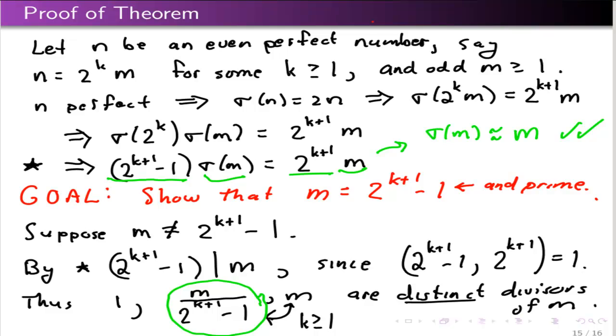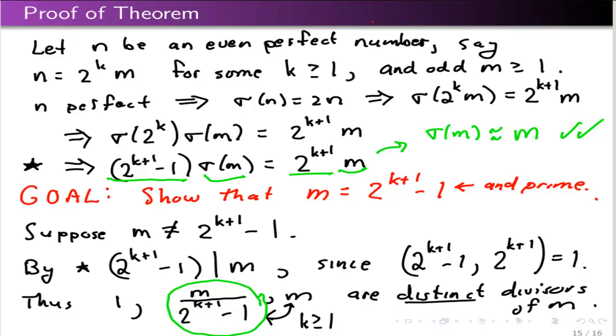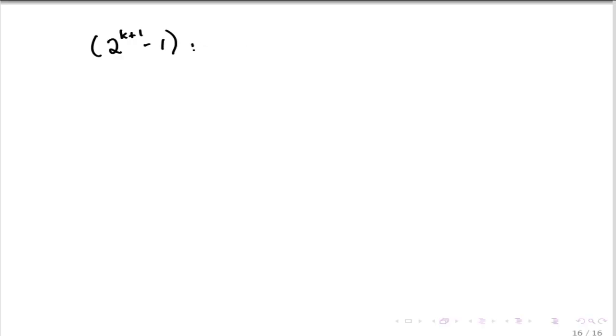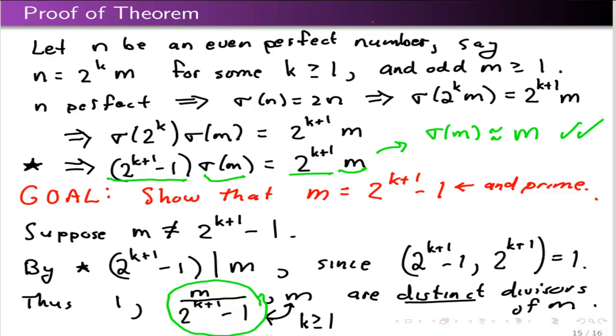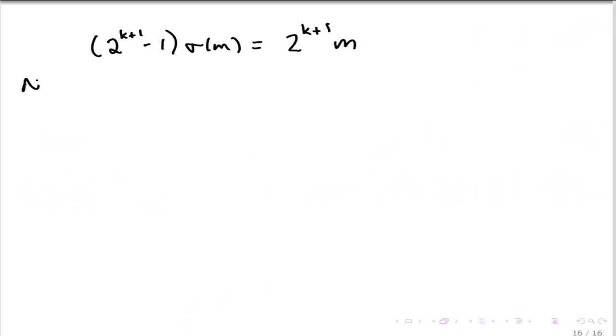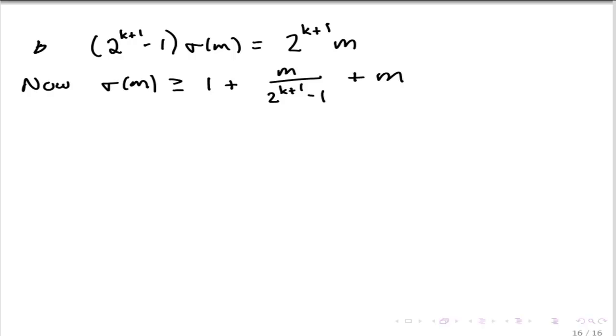So I'm going to write down the equation star again. In the equation star we have 2^(k+1) − 1 times sigma of m equals 2^(k+1) times m. Right, so that's the equation star. And then we're going to write down these three distinct divisors. So sigma of m is at least the sum of those distinct divisors. There may be further divisors, but it's at least this big. And then let's plug that in to star.